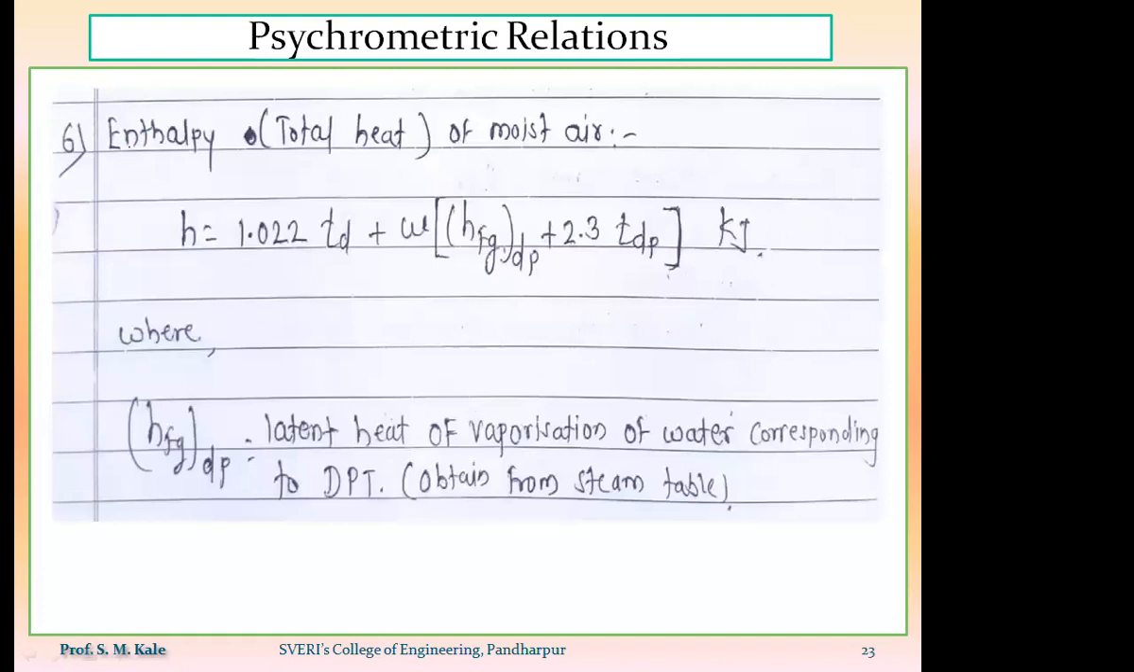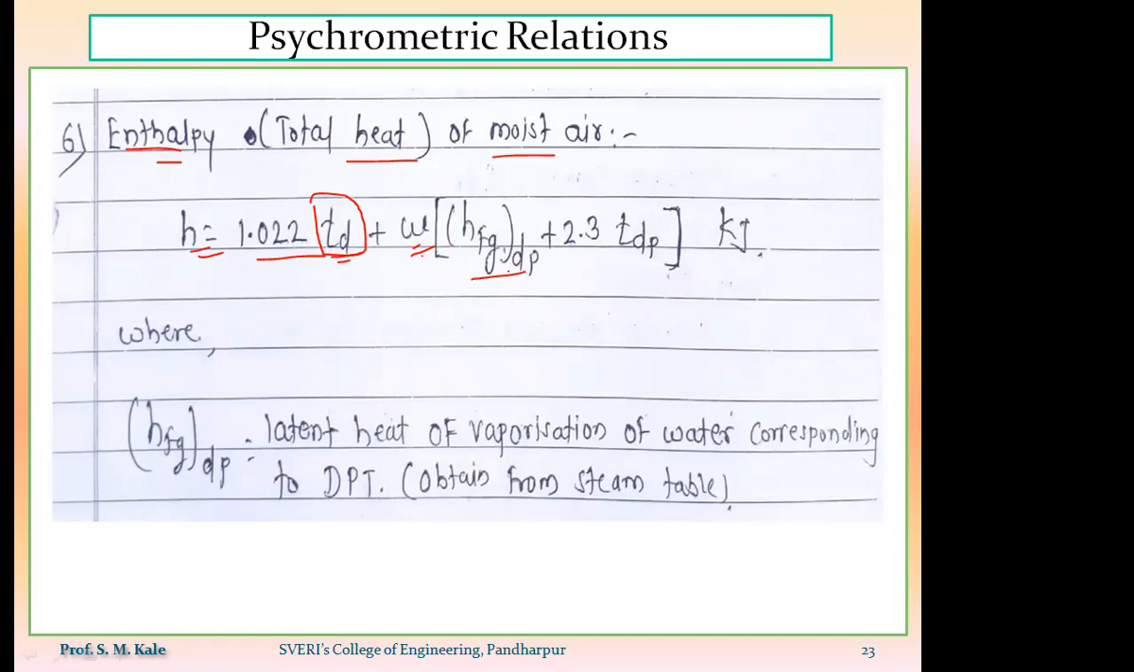Then the sixth one is related to enthalpy or total heat of moist air. So enthalpy or total heat of moist air is given by the equation 1.022 td. Here td is nothing but dry bulb temperature. Here small td is there, indicating that the dry bulb temperature should be in terms of degree centigrade, plus small w, where small w means specific humidity in kg per kg of dry air.